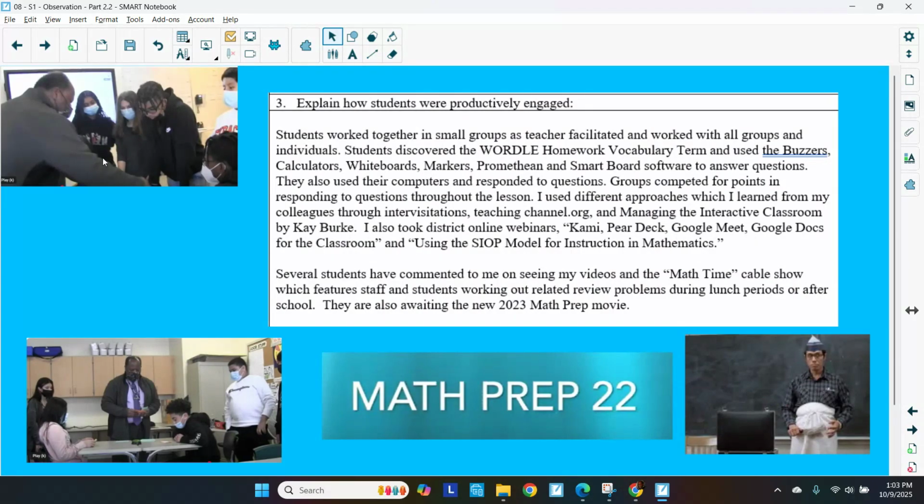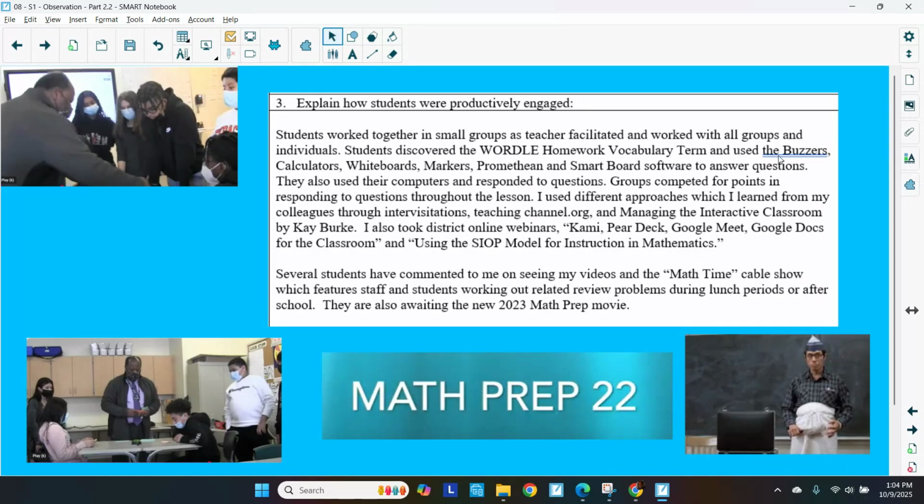Okay, there's my Math Prep 22 movie, and the students are in their masks and they're playing against each other, and here's the explanation that I wrote about how students were productively engaged. Students worked together in small groups as the teacher facilitated and worked with all groups and individuals. Students did the Wordle homework, vocabulary, and I also give it for classwork, term, and use buzzers.